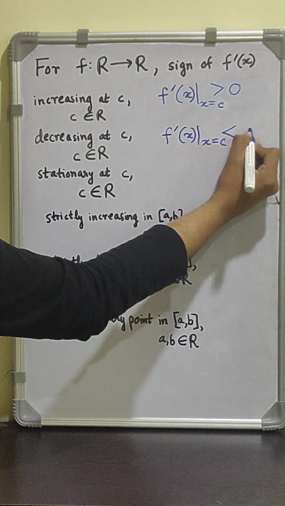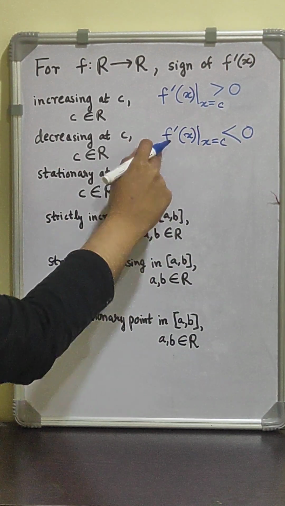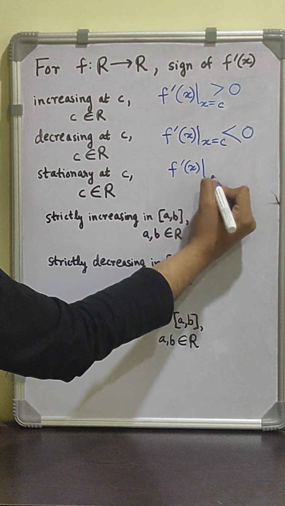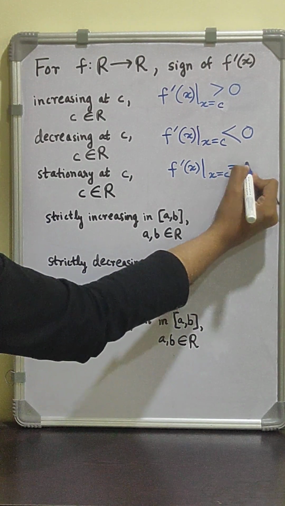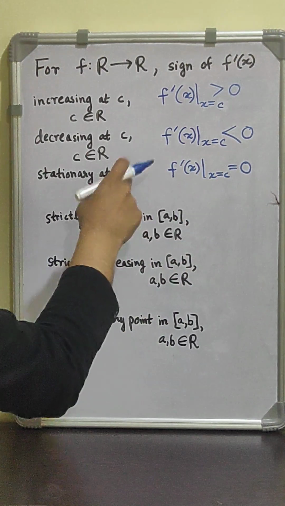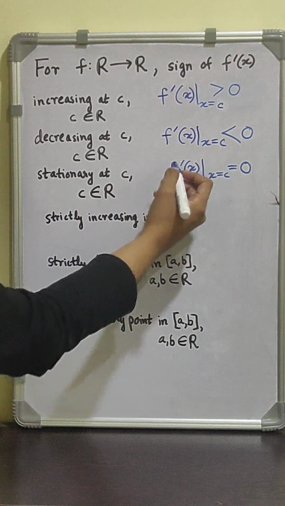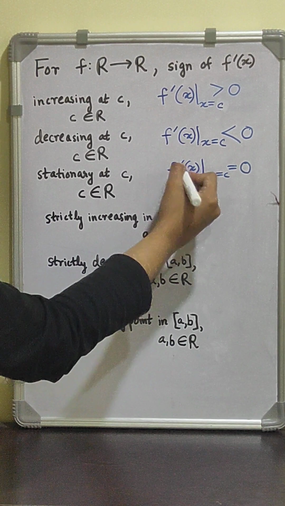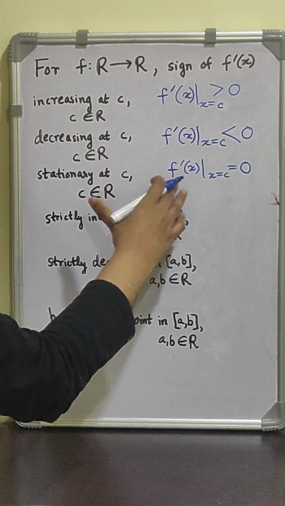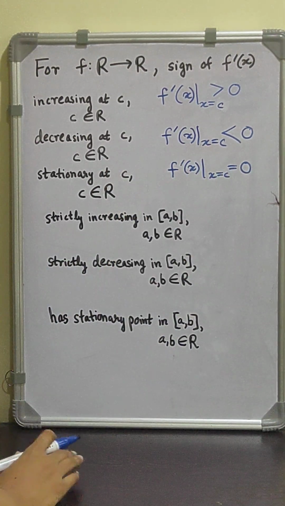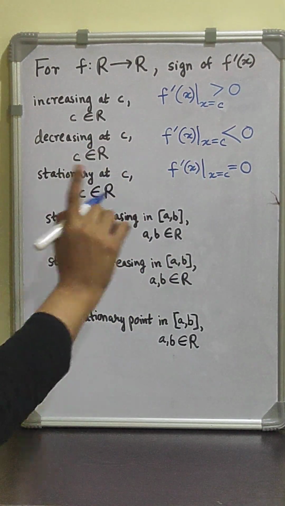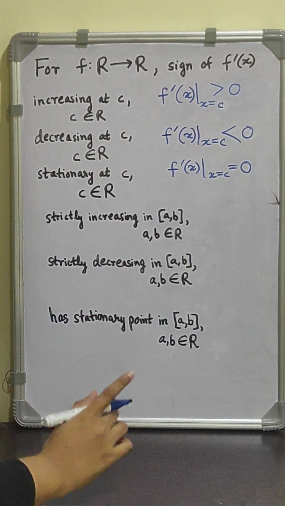So if this is less than 0, we can say that the function is decreasing at c, and if this is exactly 0, then we can say that the function is stationary at c, or in other words, c is a root of f prime of x, sometimes also called a zero of f prime of x, because f prime of x vanishes at c. But all of these definitions are for one constant c belonging to the set of real numbers.